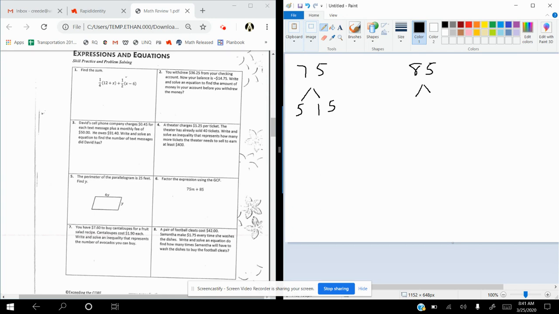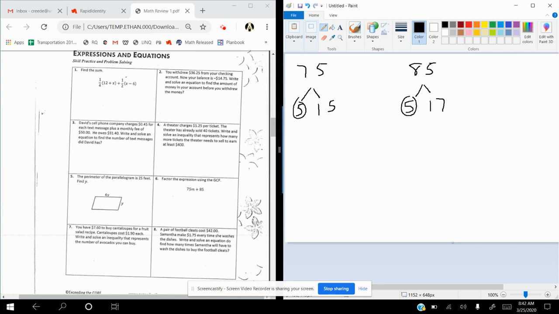Then we have 85 here. Well, 5 is also a factor. 85 happens to be 10 more than 75, so there are 2 more fives there, so it should be 2 more than this, so 17. So we got 5 and 15 and 5 and 17. Well, what common factors do they have right here? It looks like they have 5 in common. So what we're going to do, we're going to divide these by 5.